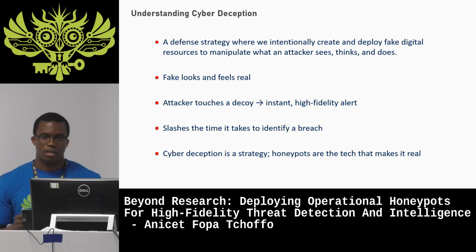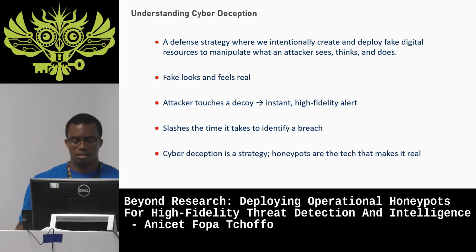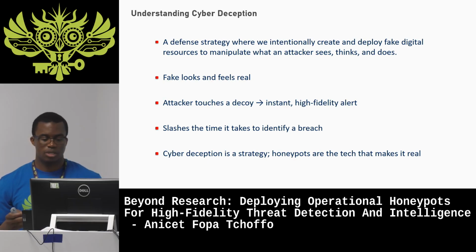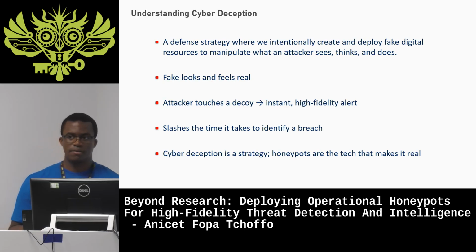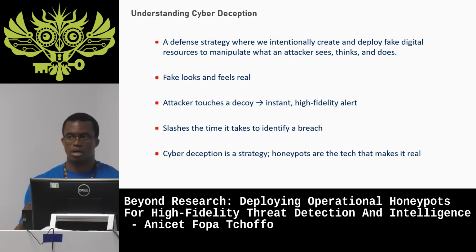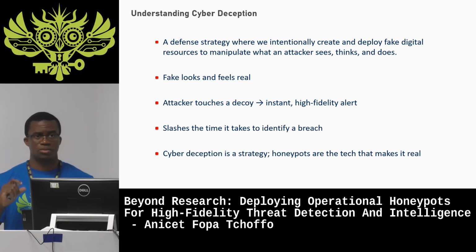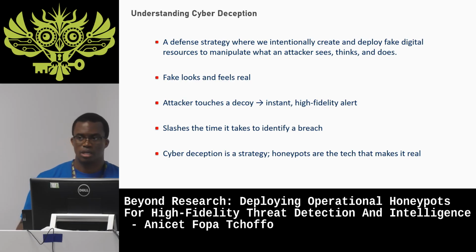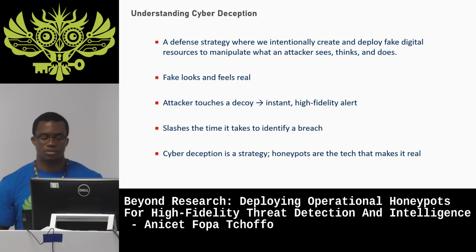And all the attacker needs to do is interact with a single fake resource to be detected. So with that in mind, it means we can now use cyber deception to complement our existing security controls to speed up the time that it takes us to identify an intruder on our network. Cyber deception itself is a strategy and not a technology. However, one of the primary technologies used to implement it is honeypots. So honeypots are the actual technological resources that we place on our network that no one should ever touch. And if someone does touch one, we know something's wrong straight away.